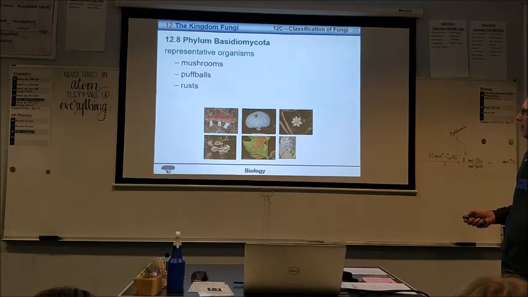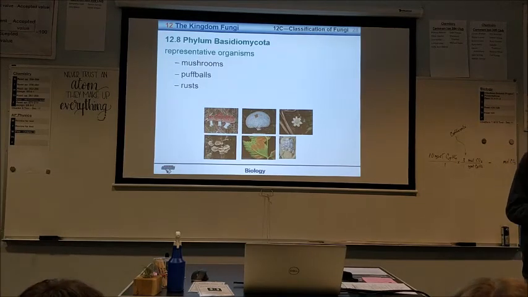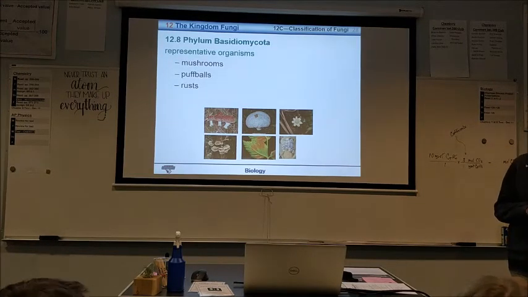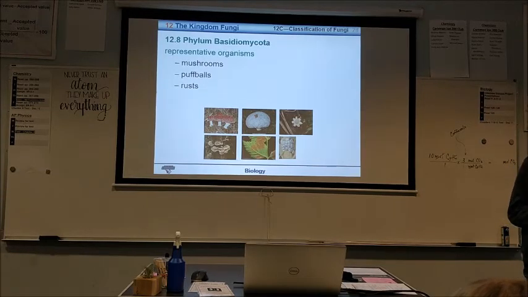Now, this one right here is rust. Rust grows on leaves typically. The one that I see it most on is the grass in your lawn, if you water it too much in summer when it's really hot. That can grow on the leaves, and it will kind of stunt the growth of the grass.